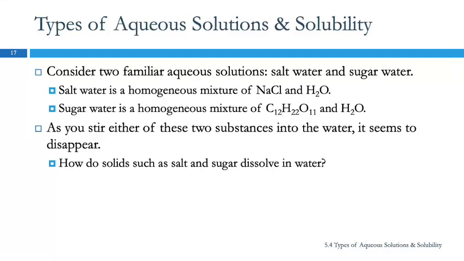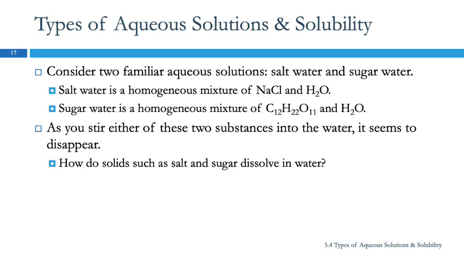There are different types of aqueous solutions. Two that we're familiar with from just regular life are salt water and sugar water. So salt water, like the ocean, or you take a cup of water and you put some salt in it. Maybe your mom told you to gargle with salt water. Salt water is just a homogeneous mixture of sodium chloride and water.